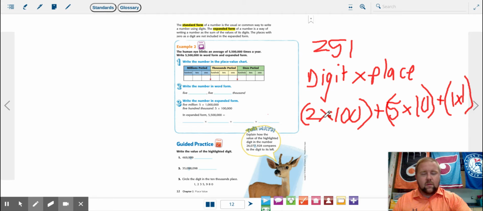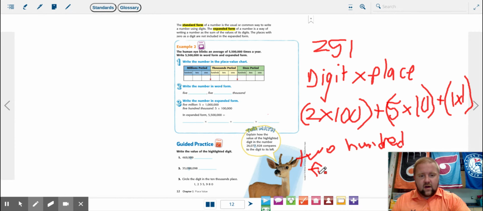So that gets me my expanded form. Word form is literally just how you read that number. So 251, in words, you're going to write 2, so TWO. Ooh, that's sloppy. 200, HUNDRED, and then 51, FIFTY, space or dash 1, ONE.